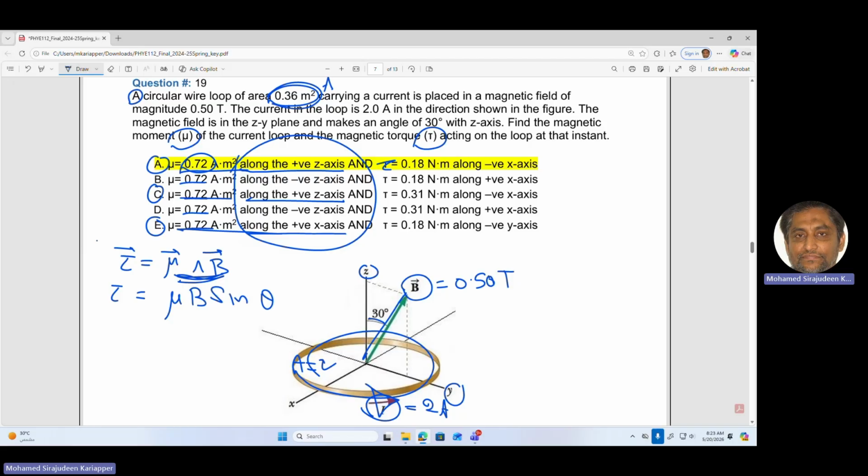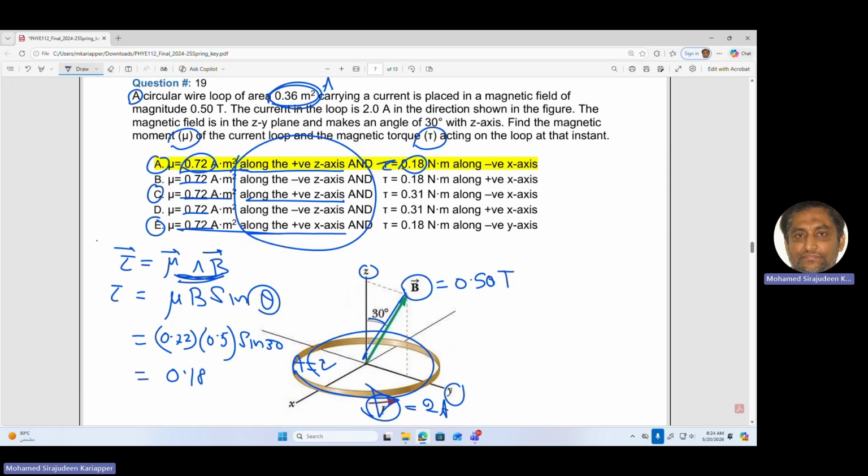Do we know mu? Yes. Do we know B? Yes. Do we know theta? What is theta? The angle between B and mu. We know that, right? So substitute. Mu we already found, 0.72. B, 0.5. Theta, 30. When you take your calculator and calculate it, you will get 0.18.